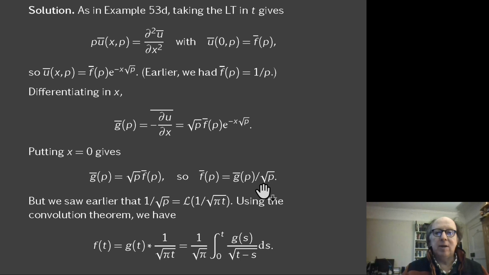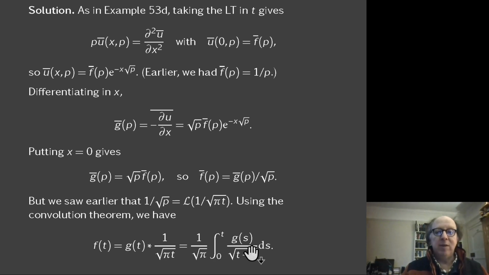But we know what 1 over root p is the Laplace transform of. It's the transform of 1 over the square root of pi t. That root pi was a gamma of a half. So if you use the convolution theorem straight away, f of t is the convolution of g and 1 over root pi t, which is 1 over root pi, the integral 0 to t, g of s ds over root t minus s. So g of s is the function we're taking the convolution with, and we replace the argument t here with t minus s. I could do it the other way around, of course, but this is the convenient way to look at it.